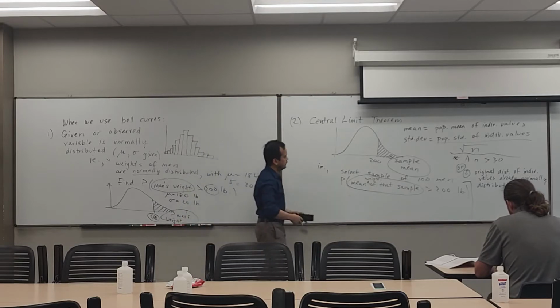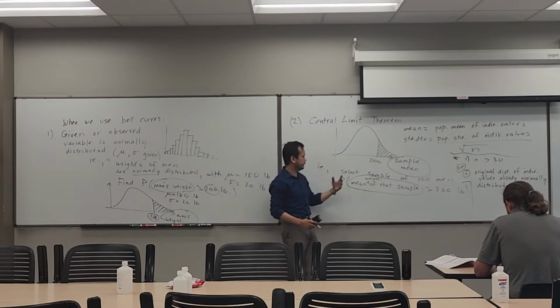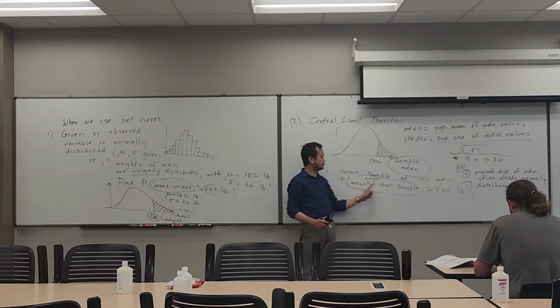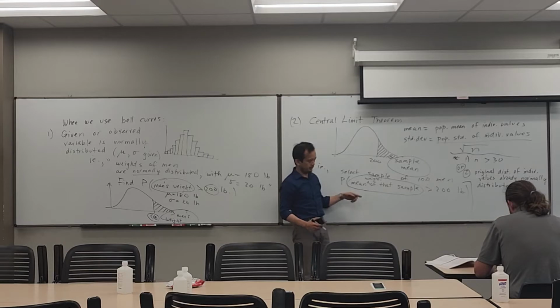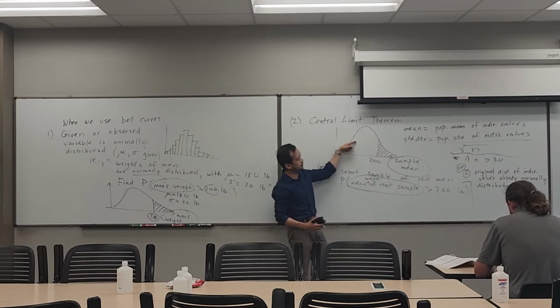So the hardest part here is to recognize that we're dealing with a central limit theorem because we're dealing with a probability that involves a variable representing a sample mean. And once we recognize that, the distribution of sample means will end up being a bell curve by the central limit theorem.